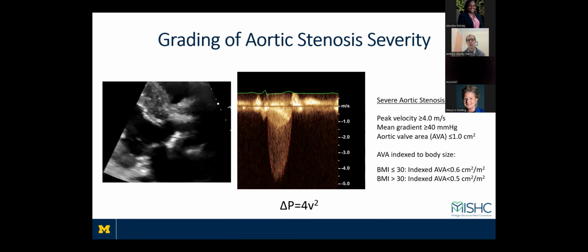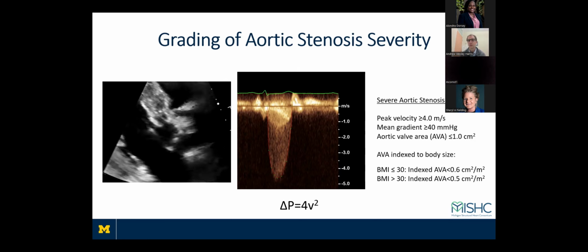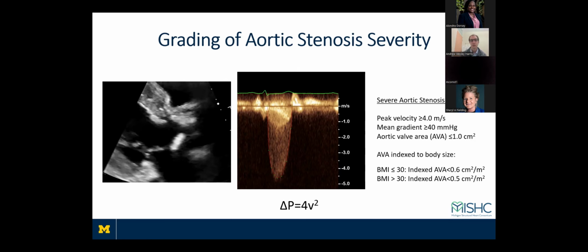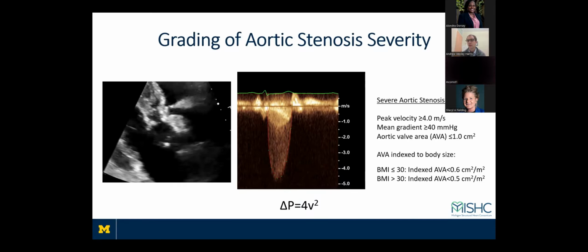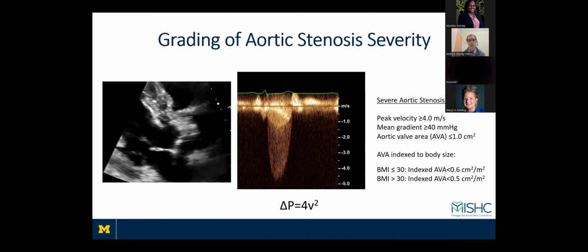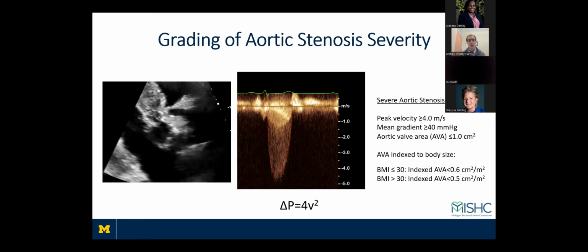So ultimately, when we're trying to make the diagnosis of severe aortic stenosis, we use these measures to confirm the presence of severe AS. Peak velocity of 4 meters per second or above, mean gradient of 40 millimeters of mercury or above, aortic valve area of 1.0 centimeters squared or less.